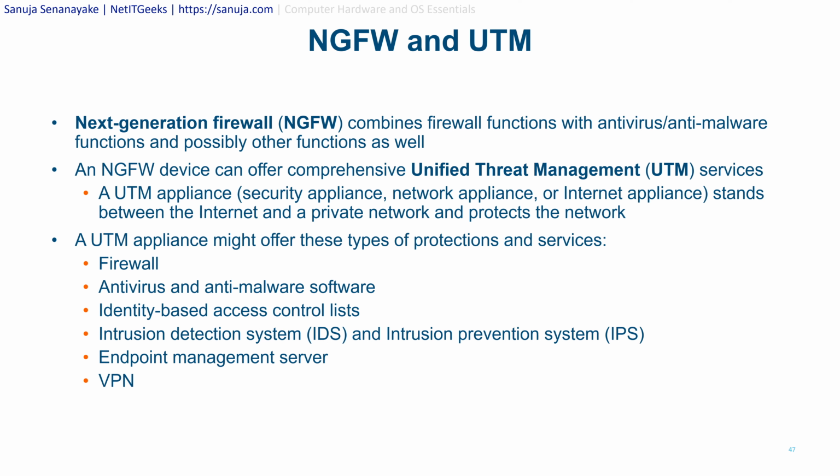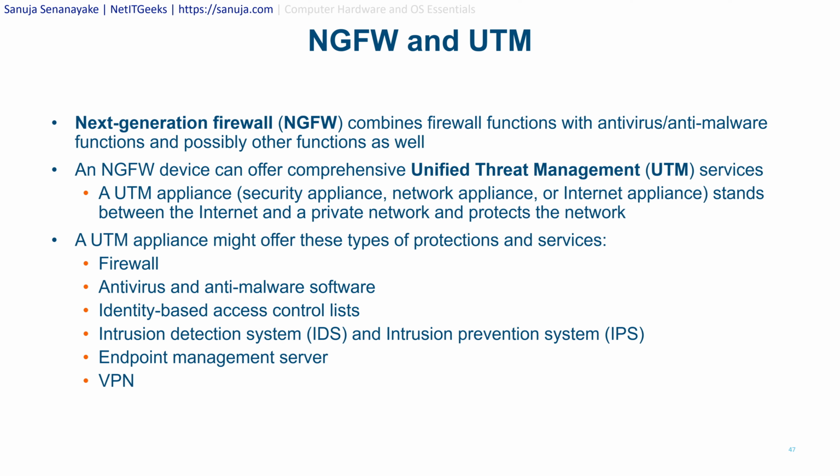So an NGFW device, also known as the next generation firewall device, can offer comprehensive unified threat management, also known as UTM services. A UTM appliance is a security appliance, which can be a network appliance or an internet appliance, which is basically a device. It's a physical device that goes between your LAN and your internet. So basically it stands between the internet and the private network, to protect the private network from the internet, and allows you to do all of these UTM configurations.